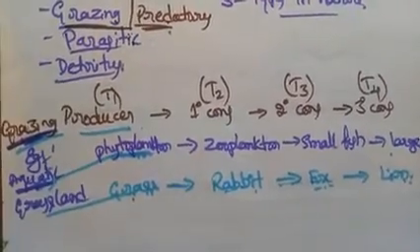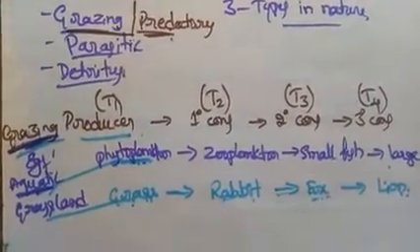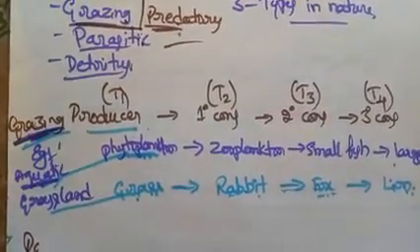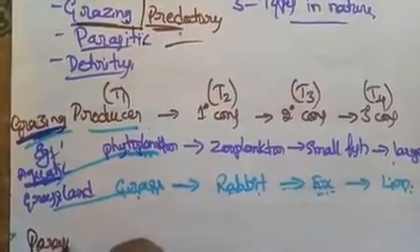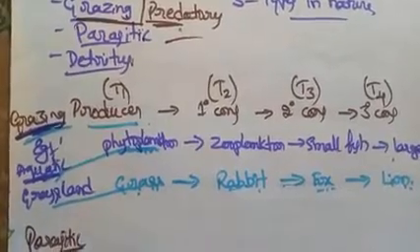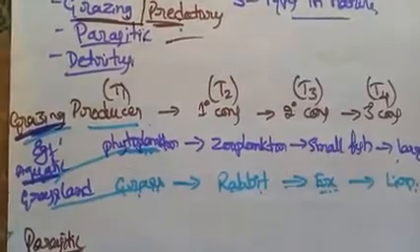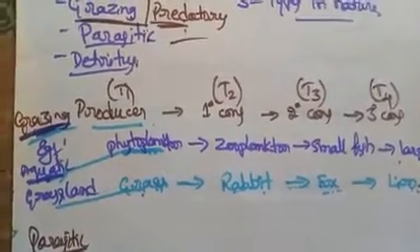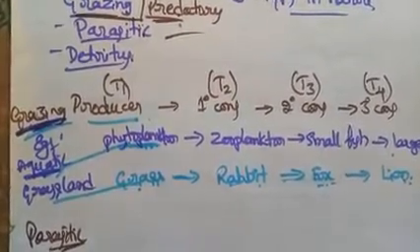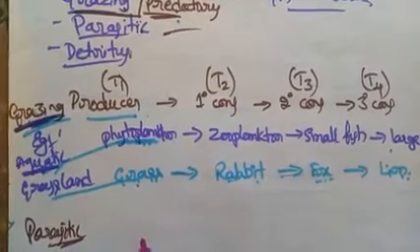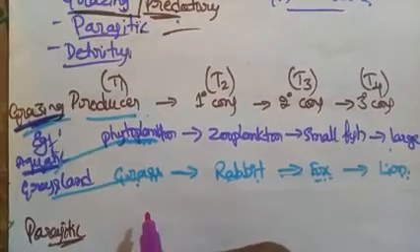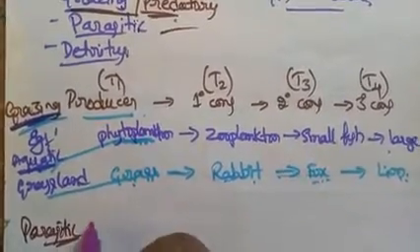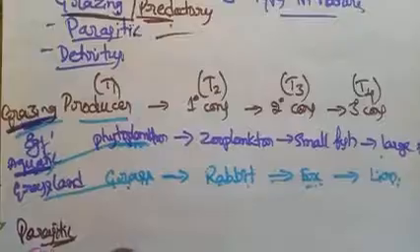Coming to the second, the parasitic food chain, right? So we are going to deal with the parasitic food chain. The parasitic food chain also starts from the producer only, but the producer here is small, and in successive order it goes from big organism to the small organism. For example, we can take the example of a tree ecosystem.